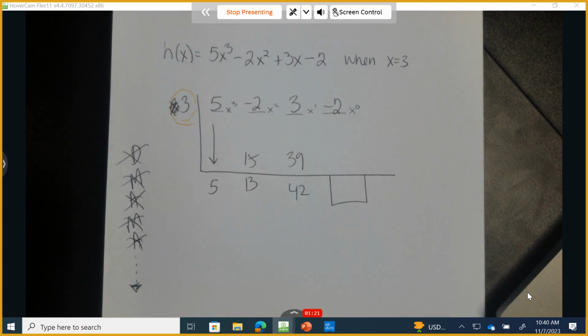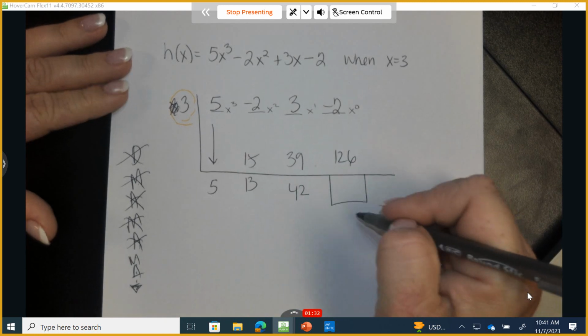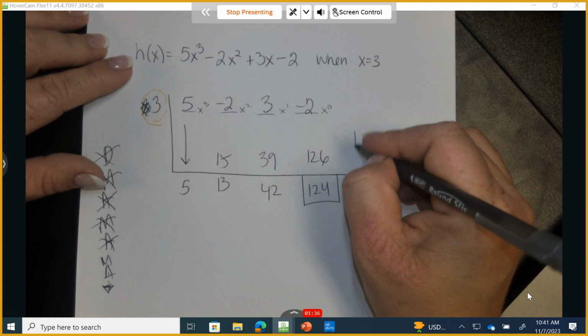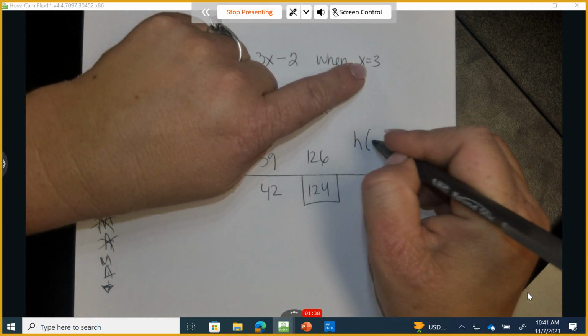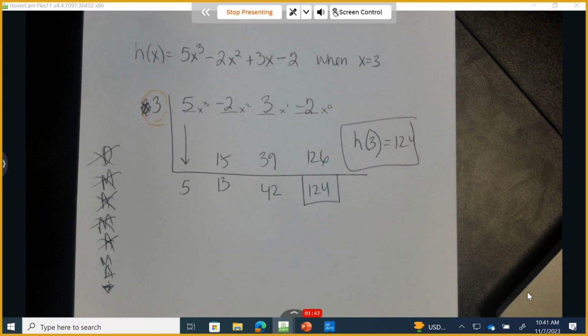You guys have a calculator. I want you to help me out. What is 42 times 3? 42 times 3 is, help me out, is it 126? So I multiplied, and now I add down. Positive 126 and -2 is 124. So for function h, when I input a 3, I get an output of positive 124.